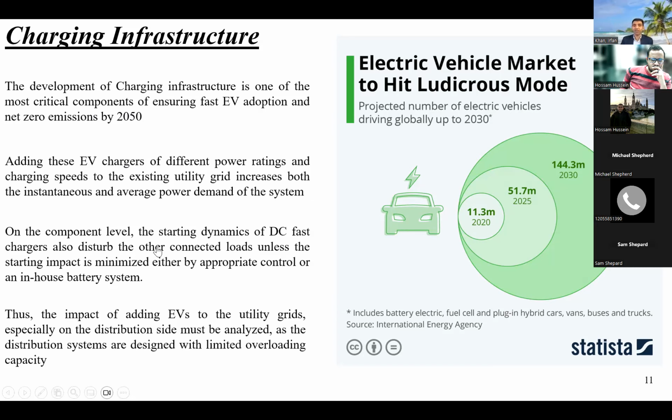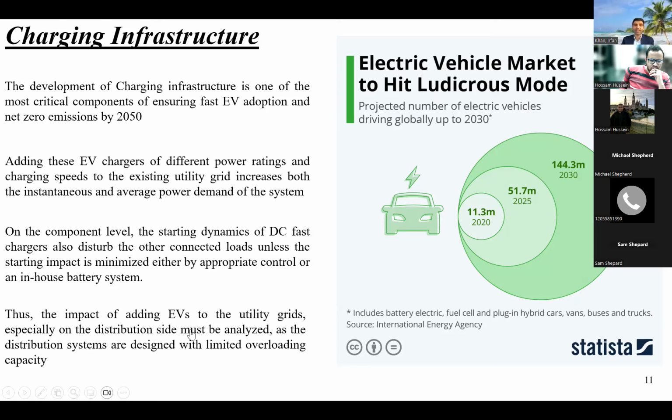So on the component level, looking at the starting dynamics of a DC fast charger, in the start, it takes too much power. The starting dynamics of a DC fast charger could also disturb other connected loads on the same bus, unless the starting impact is minimized using storage. If we have in-house storage, or appropriate control, we can minimize the starting impact of the fast DC charger on other loads connected to the same bus.